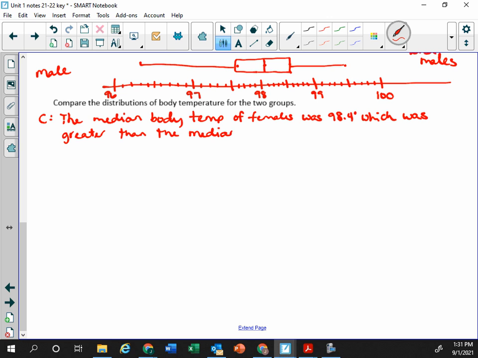Median of males, what was it, 98.1? Okay, and again, you could do the same thing with mean. You could tell me, like, here are the two means, and this one's bigger than that one, okay?